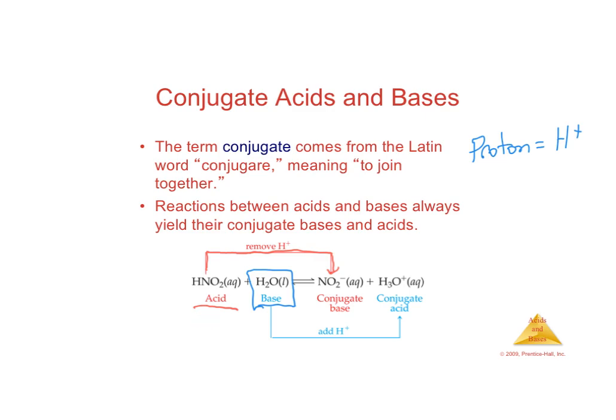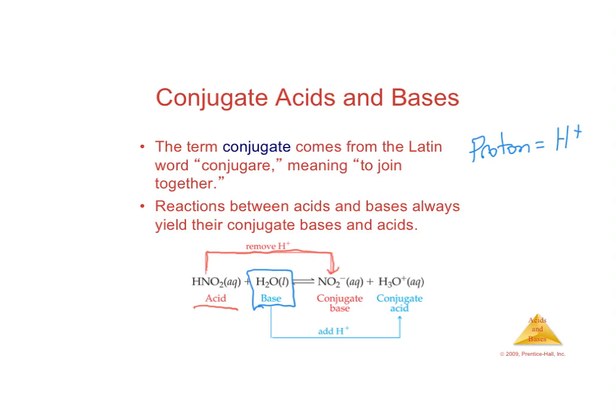On the other end, you've got a Bronsted-Lowry base. Okay, so water accepted the proton from our acid. When it accepts the proton or adds that H plus ion to its molecule, it forms what we call a conjugate acid. So the conjugate acid comes from the original Bronsted-Lowry base.